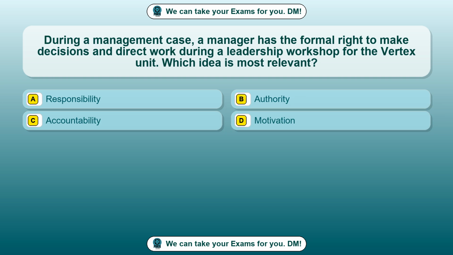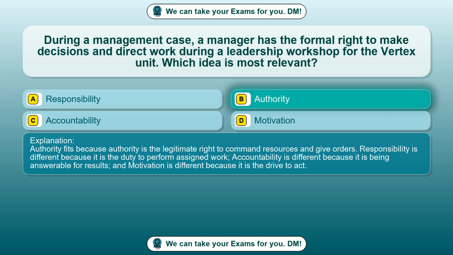Question 12. During a management case, a manager has the formal right to make decisions and direct work during a leadership workshop for the Vertex unit. Which idea is most relevant? Option A. Responsibility. Option B. Authority. Option C. Accountability. Option D. Motivation. The correct answer is option B. Authority. Authority fits because authority is the legitimate right to command resources and give orders.